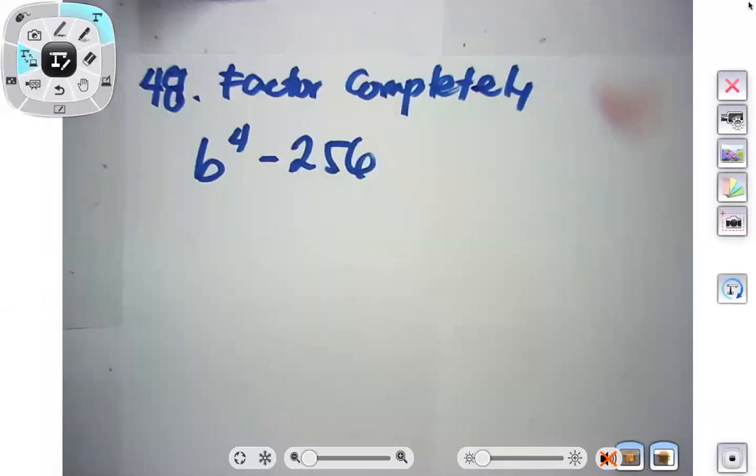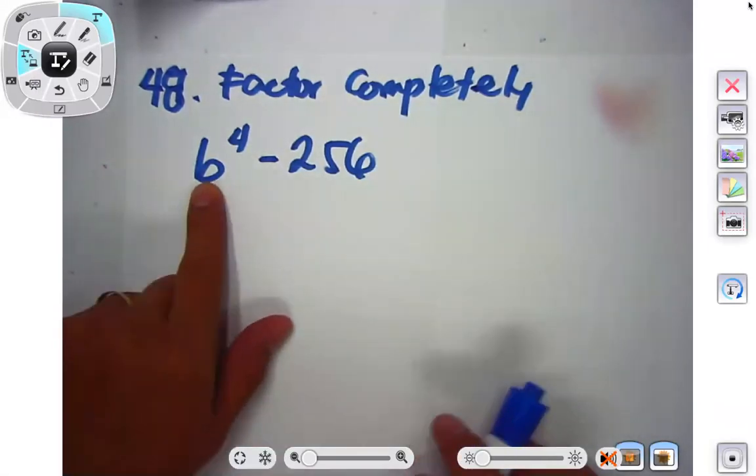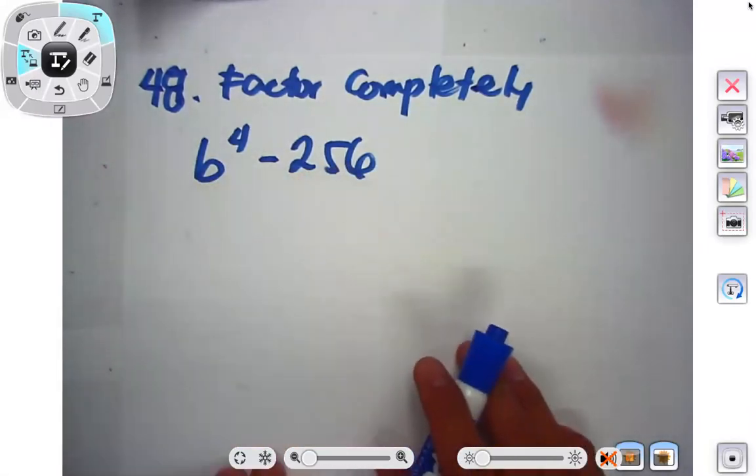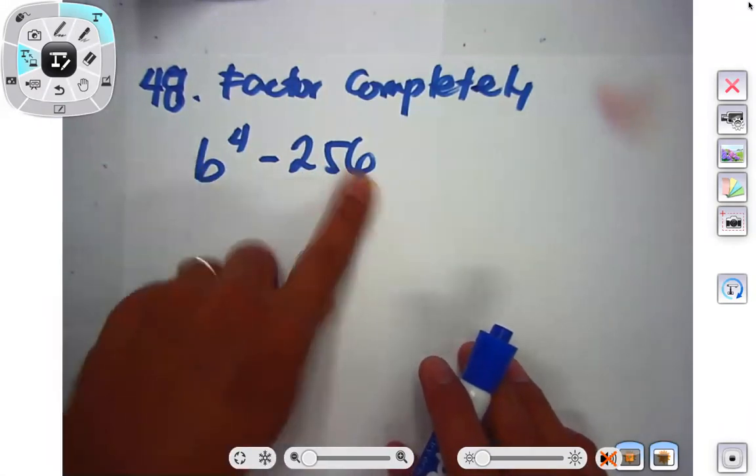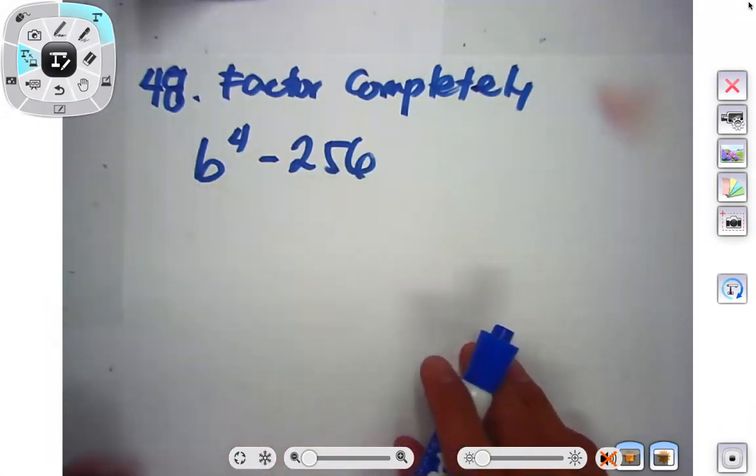You have b raised to 4 minus 256. If we factor completely, we might try to look at the GCF first. But do we have a GCF for b raised to 4 and 256? No. This one doesn't have a number, so we don't really have a GCF there.